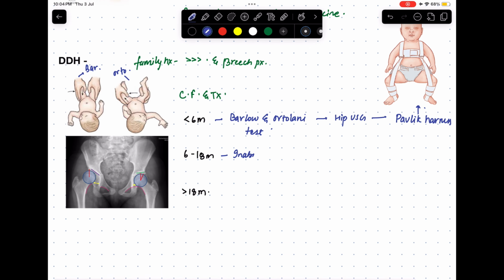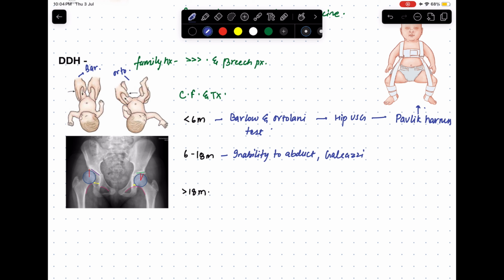Then we have 16 to 18 months. For this, the features would be inability to abduct the legs. Then there could be Galeazzi sign, or there could be gluteal folds that are asymmetric. So these are two of the features that are present in the 6 to 18 months period.